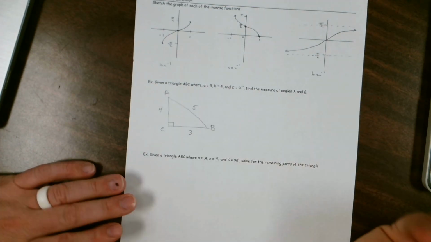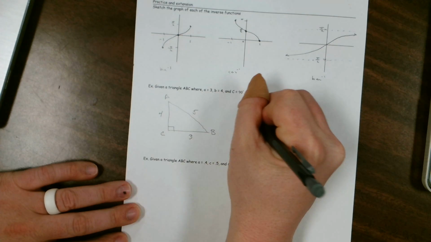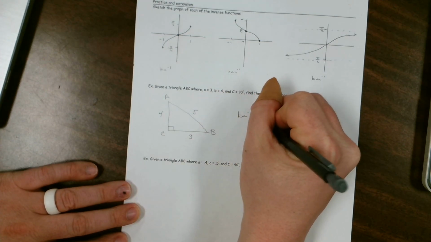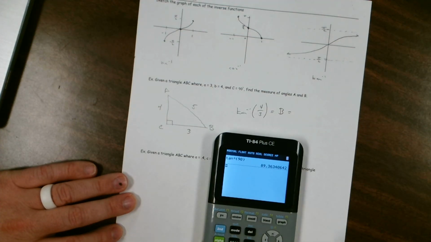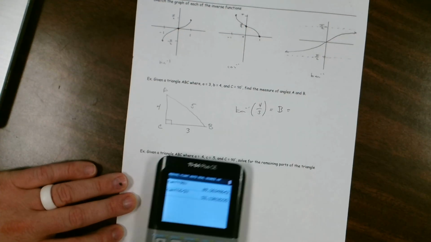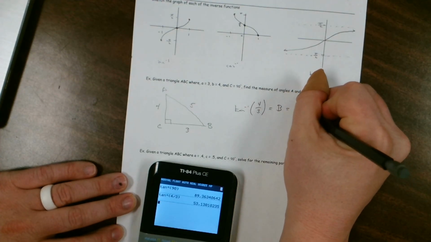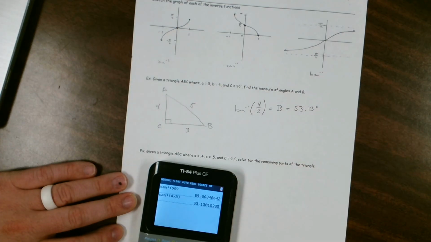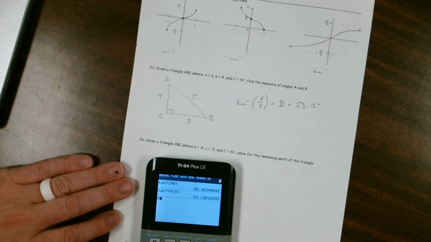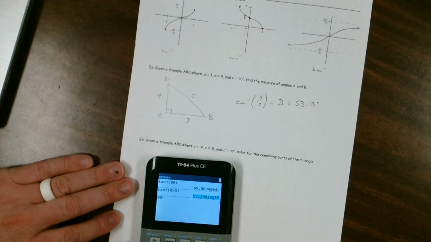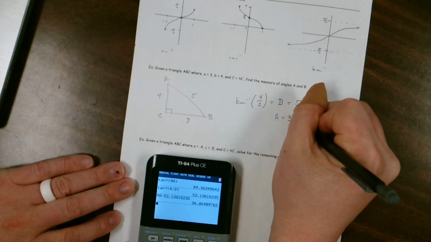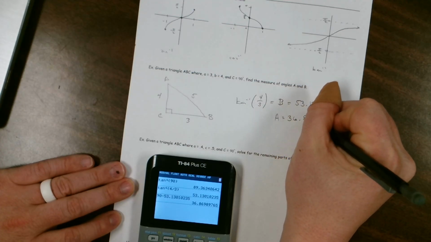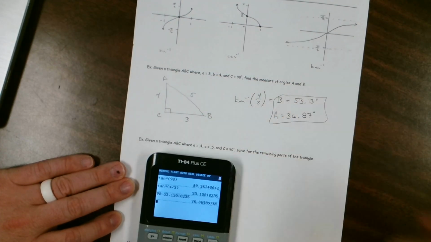Well, let's just say I want to find B, I'm going to take the arc tangent of opposite over adjacent, 4/3 will give me B. So the arc tangent of 4/3 is 53.13 degrees. If I subtract that from 90, I know that now my angle A has to be 36.86 or 87 degrees. And I'm done.